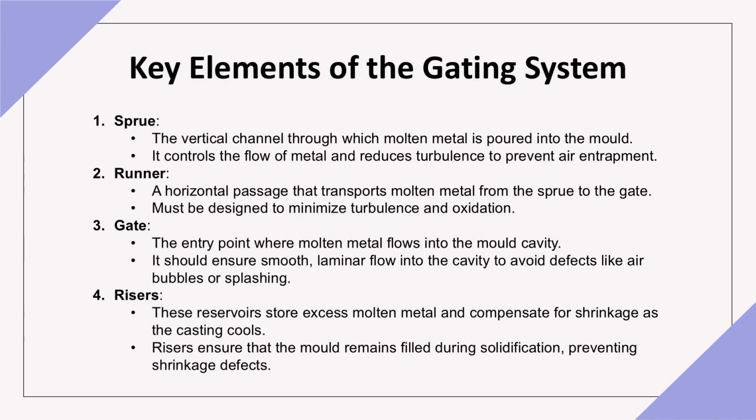The main components of a gating system are sprue, the vertical channel through which molten metal is poured. It controls the flow and helps reduce turbulence, preventing air entrapment. Runner, the horizontal passage that carries molten metal from the sprue to the gate, designed to minimize turbulence and oxidation.